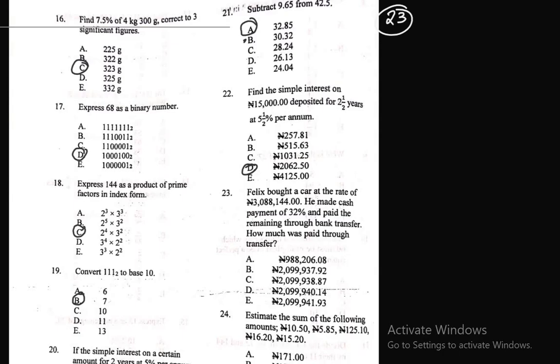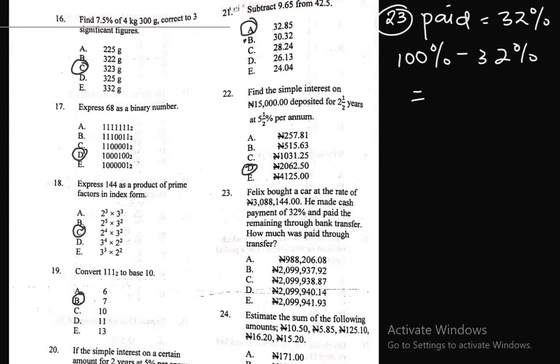So let's find out how much he paid. He paid 32% in cash. Because 100% means everything, we take 100 minus 32, which gives us the part he paid through bank transfer. 100 minus 32 gives us 68%. So 68%, which means 68 over 100, of this 3,088,144 was paid via bank transfer.